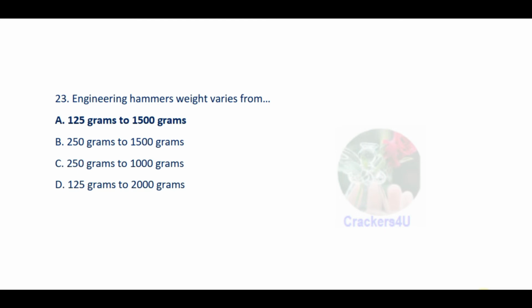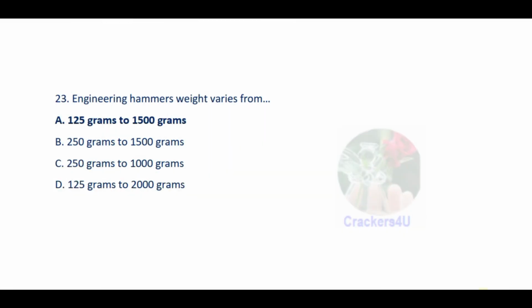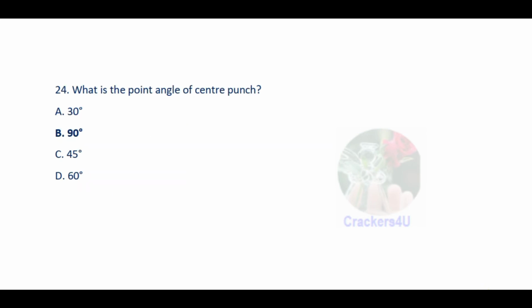Engineering hammers weight varies from. Answer option A, 125 grams to 1500 grams. Engineering hammers weight varies from 125 grams to 1500 grams.